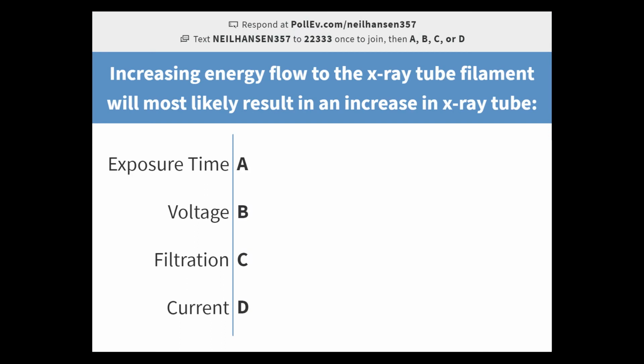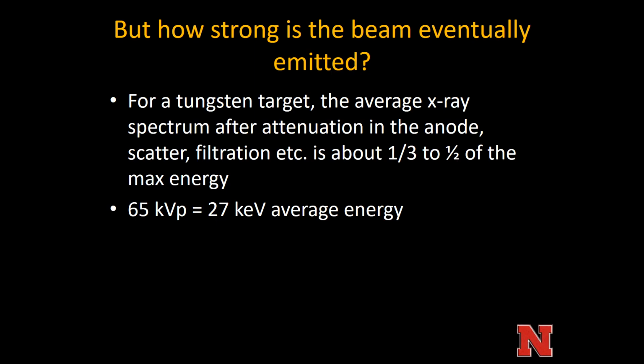All right, increasing energy flow to the X-ray tube filament will most likely result in an increase in X-ray tube which of the following. Pause now if you need more time. The correct answer is current. So if you increase energy flow, I mean by default that's going to increase current, right? It's not going to change the voltage at all. It's not going to change the filtration. It's not going to change the exposure time. We control those other elements. But if you increase energy flow to that filament, it's going to increase the flow of charges and increase current by definition.